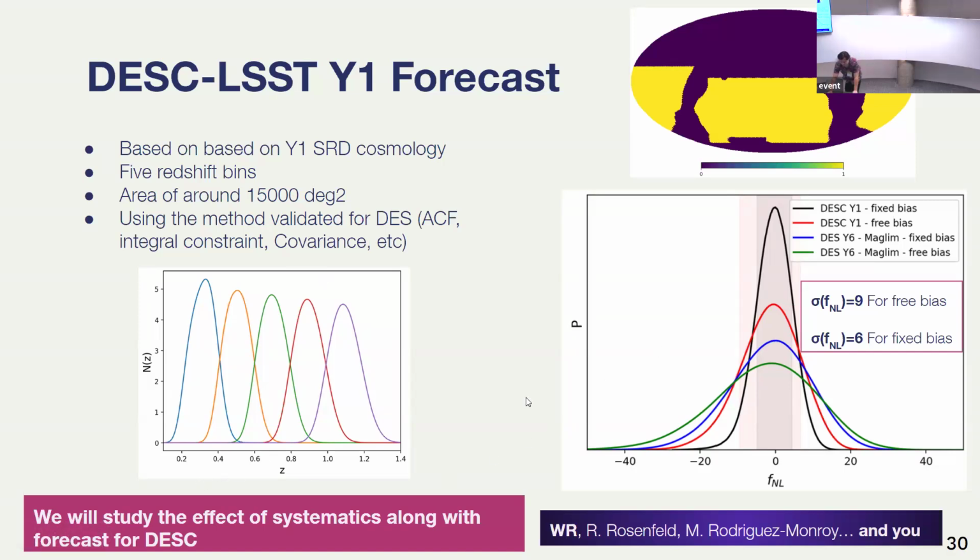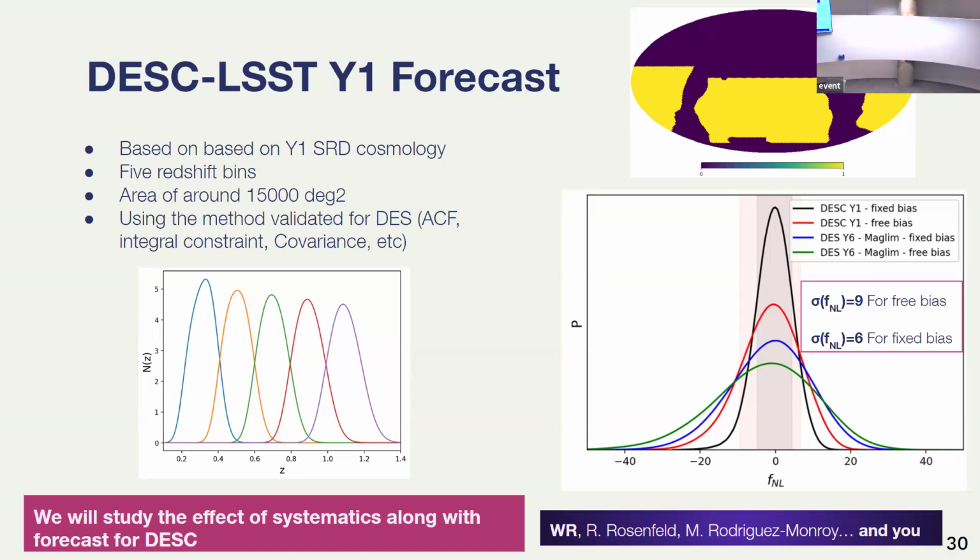You can see here in the plot how the constraints on FNL look in comparison with the DESI Y5 constraints, where in red you have the constraint on FNL when leaving the galaxy bias as a free parameter. As I showed you before, FNL is highly degenerate with the linear galaxy bias. So when people report the constraints on FNL, they usually report them leaving the linear galaxy bias as a free parameter.